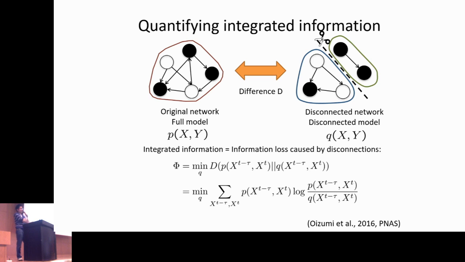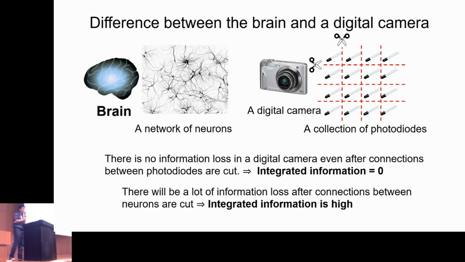So let's just assume this is the definition of integrated information. If you take this definition, for example, in a simple digital camera where there is no connection between photodiodes, there is no information loss, even after connections between photodiodes are cut. So in that case, integrated information is 0. On the other hand, in the brain, there will be a lot of information loss after connections between neurons are cut. In that case, integrated information is high. That's a difference between the brain and the digital camera.